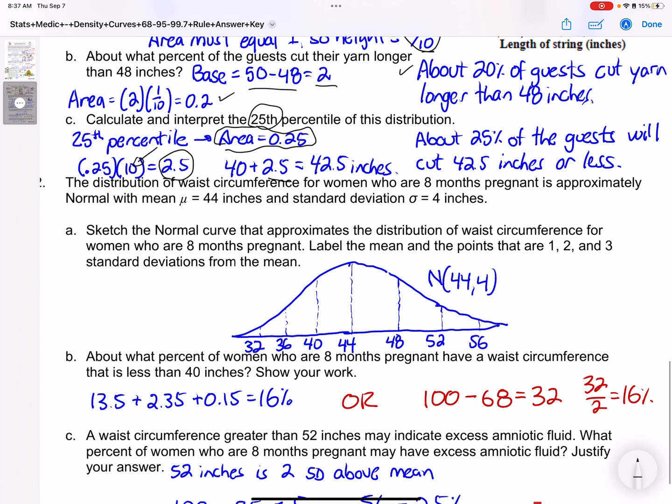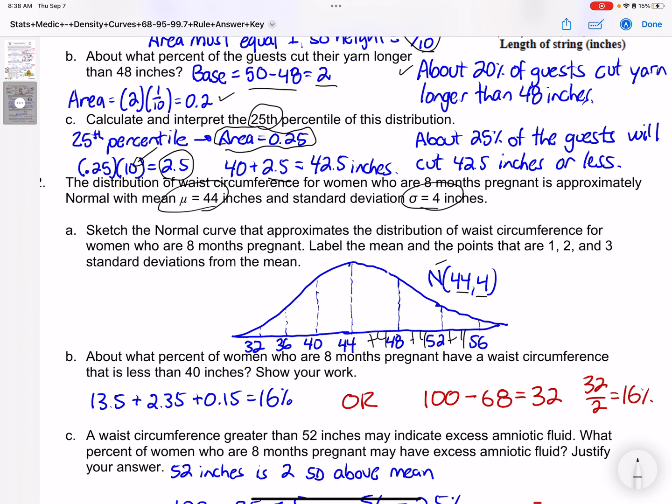For sketching the normal model, the mean is 44 and the standard deviation is 4. So this is 44, and then you go up by 4. Remember, that's the mean and that's the standard deviation, and N means it's a normal model. What percent of women who are 8 months pregnant have a waist circumference less than 40 inches? By labeling the normal model, you can see this.